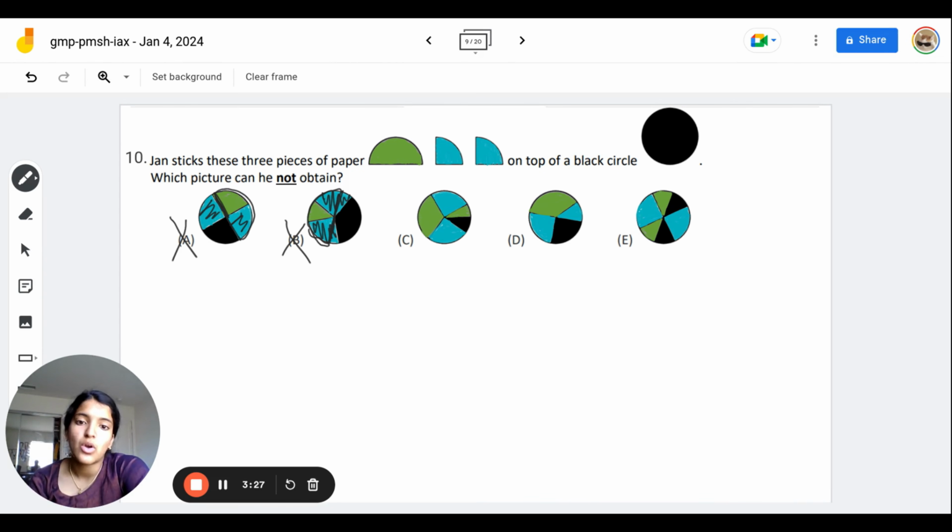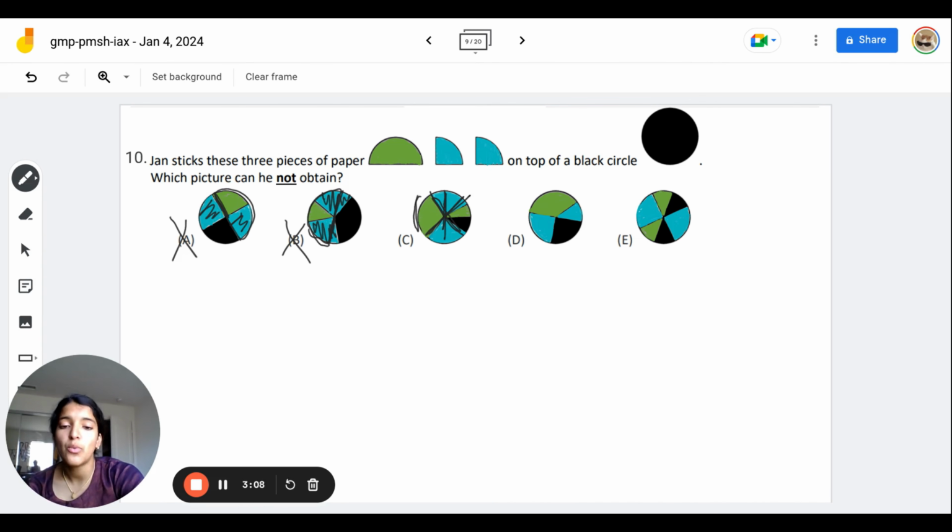C. So we see that there are 2 sides of the quarter circles that have green. But this is not possible, because if you wanted green on this side, then the semicircle would look kind of like this, or at most like this, or like this.